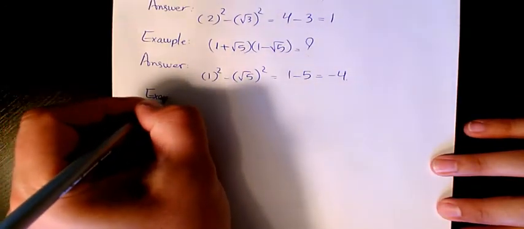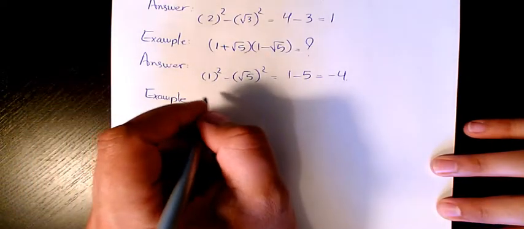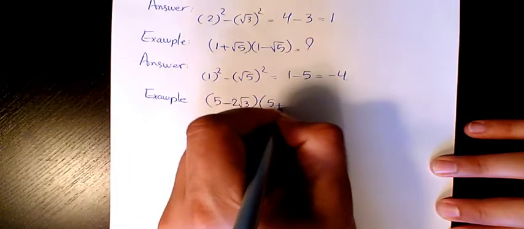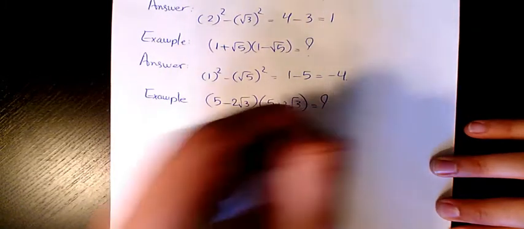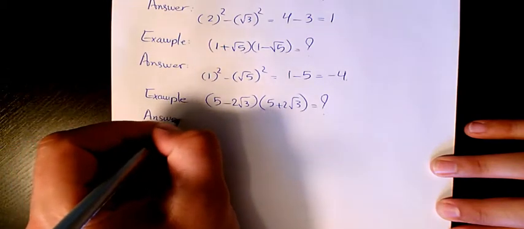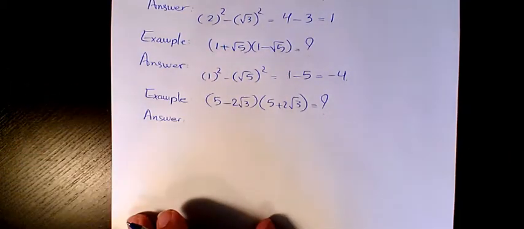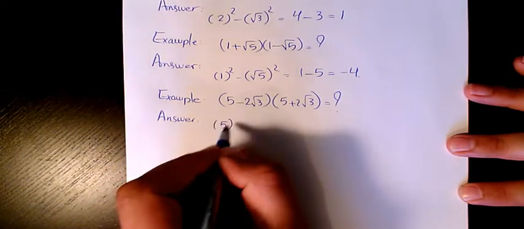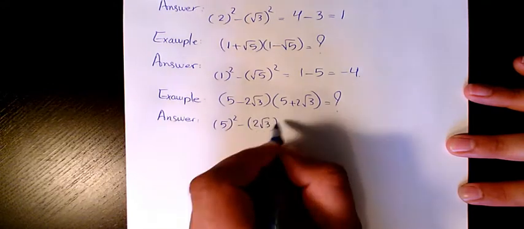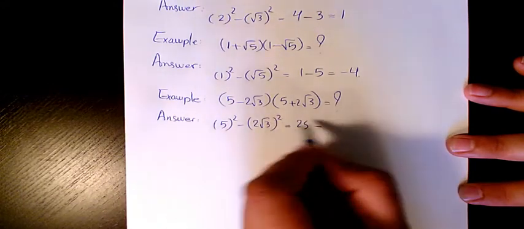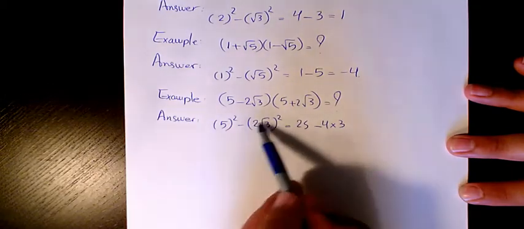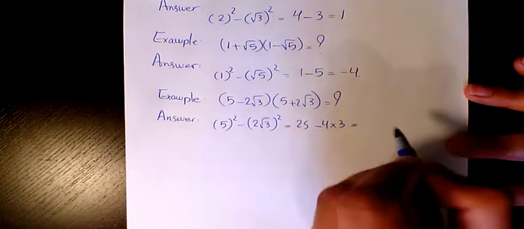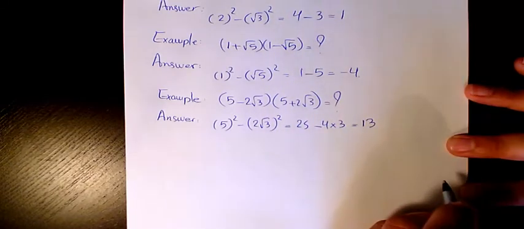Next example, we have 5 minus 2 root 3 times 5 plus 2 root 3. Answer is, again, we have product of conjugates or difference of squares. Again, we can say it's going to be 5 squared minus 2 root 3 squared, which is going to be 25 minus 4 times 3, because 2 squared is going to be 4, root 3 squared is going to be 3. So I have 25 minus 12, which is 13.